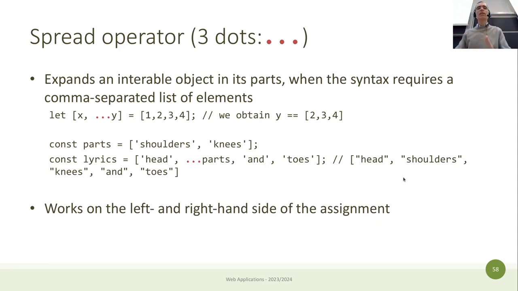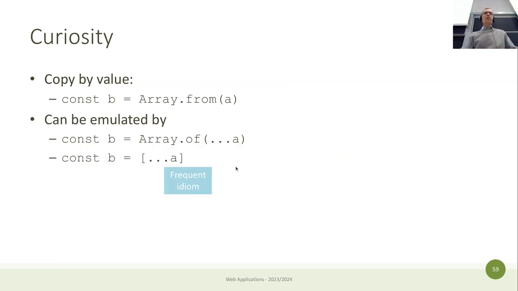But you'll see that it's not that difficult and it's quite useful. So basically, to copy an array, we can create a new array and spread the old one. Spreading means copying, okay? Copying the values. It's exactly as Array.from, okay?